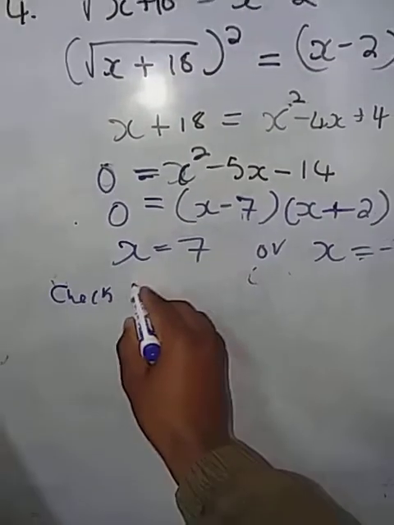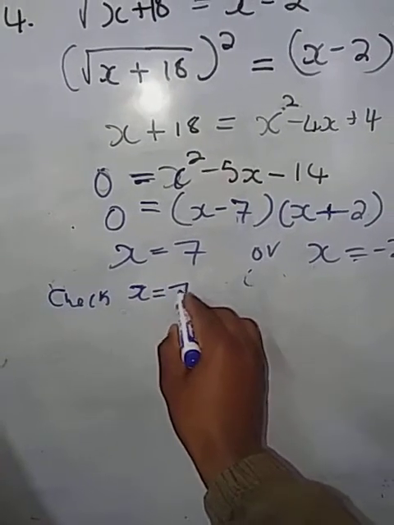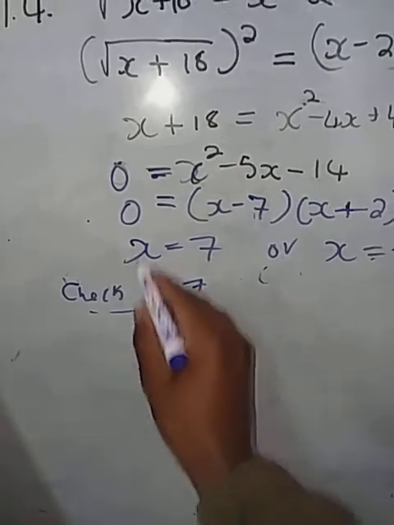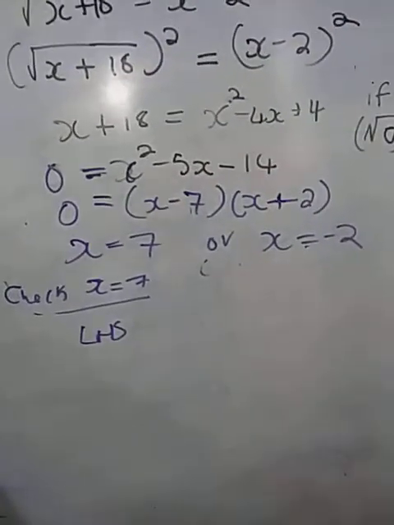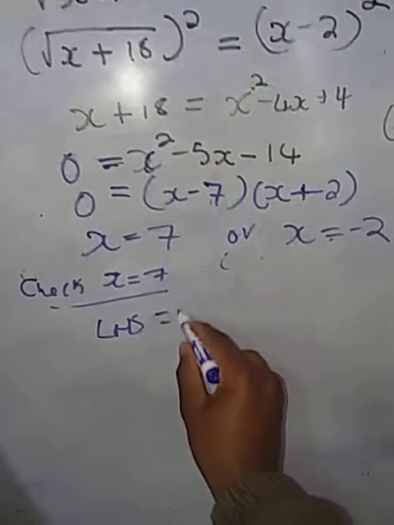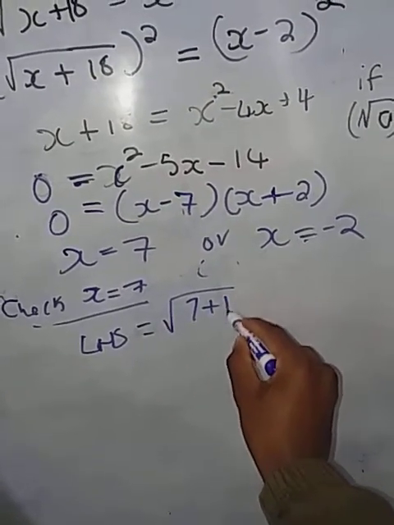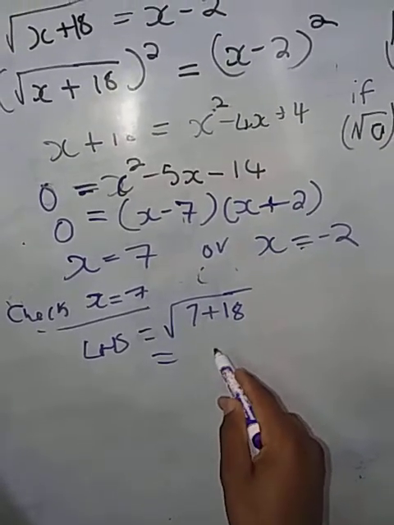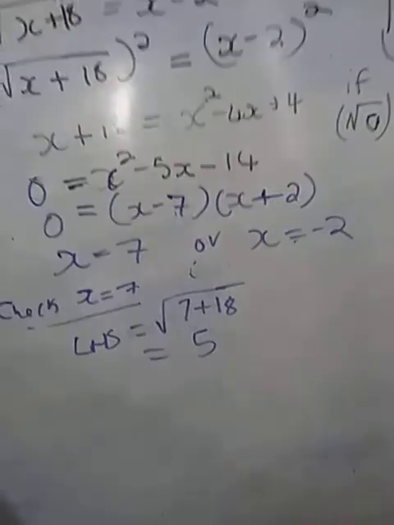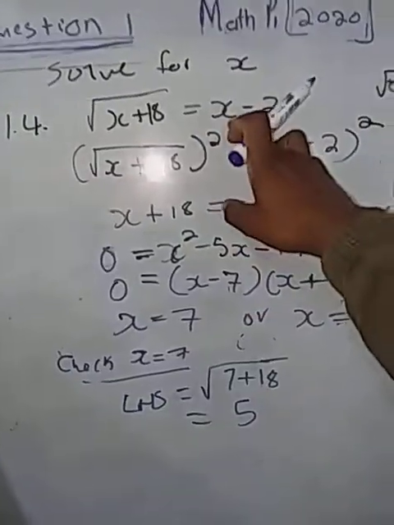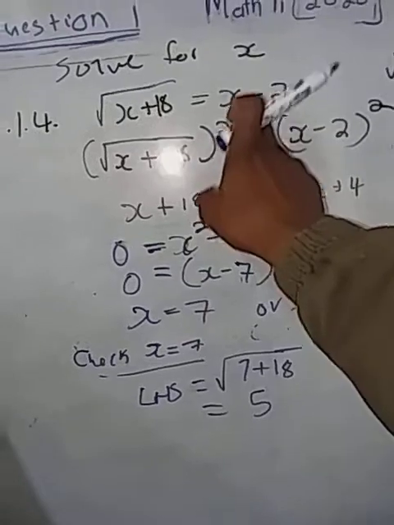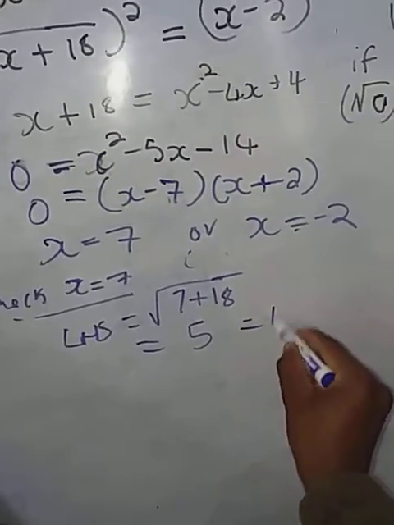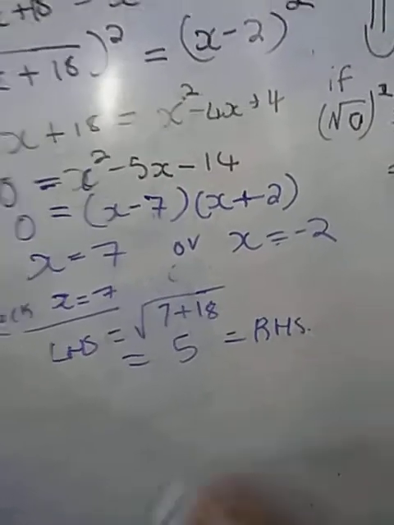So you can just start by saying check. You can write check x equals 7. You can deal with the left hand side, because the right hand side is easy, you can do it in your head. The left hand side equals the square root of 7 plus 18. 7 plus 18 is 25, and the square root of 25 is 5. Then if you take this 7 and put it here, you'll say 7 minus 2, it will be 5. Then you can say it equals the right hand side. Then it means 7 is valid.